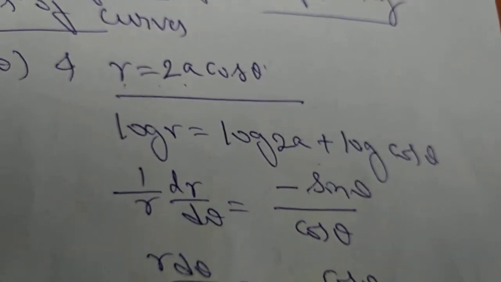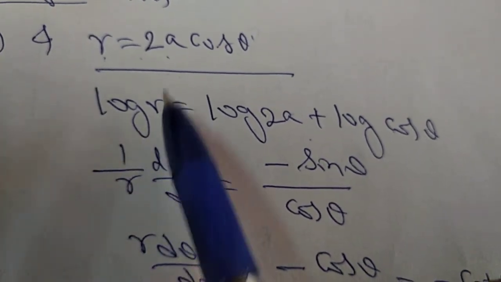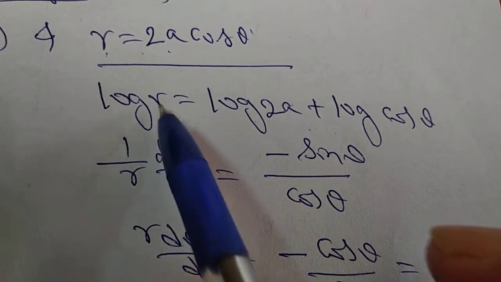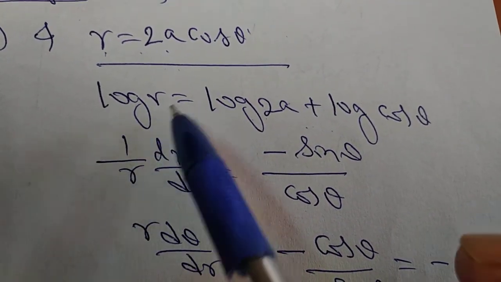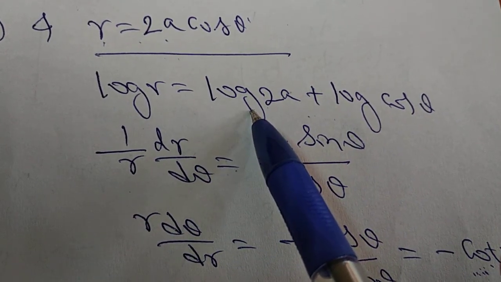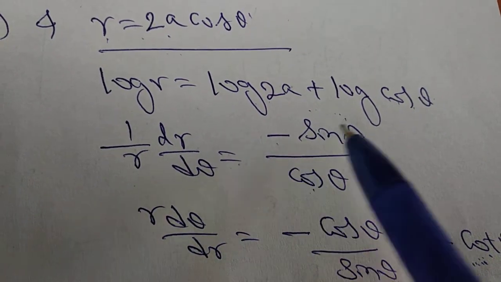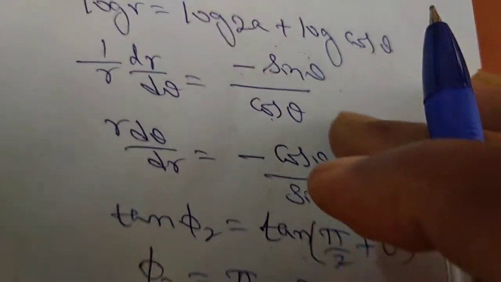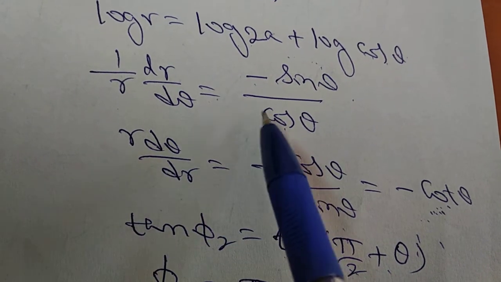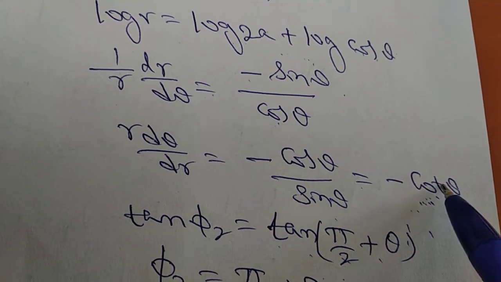Similarly, you have to find it out for the second curve. Take log on both sides. So log r is equal to log 2a plus log cos θ. Differentiate with respect to θ. What is the differentiation of log r? 1/r dr/dθ, and log 2a is constant, that becomes 0. For log cos θ, it is 1 over cos θ, and the differentiation of cos θ is minus sin θ. Now take the reciprocal on both sides. So what do we get? r dθ/dr is equal to minus sin, you write as it is, cos θ by sin θ, that is equal to minus cot θ.